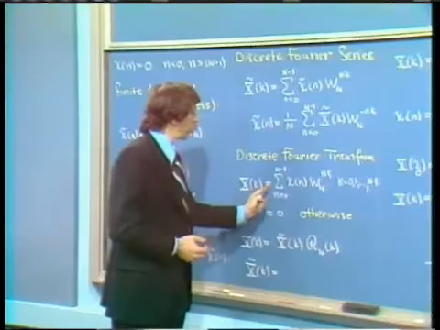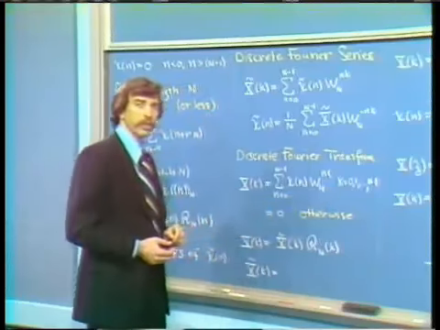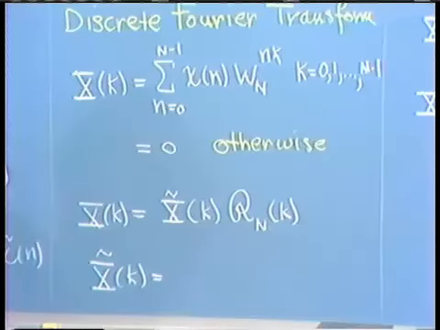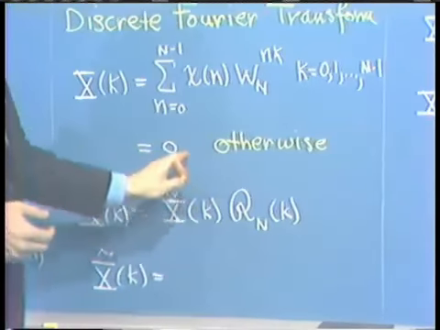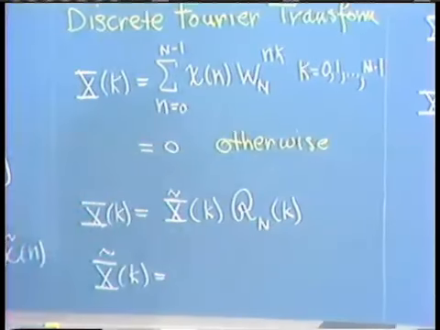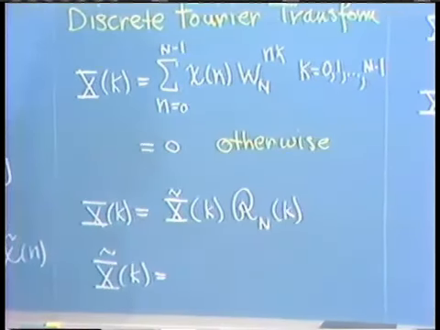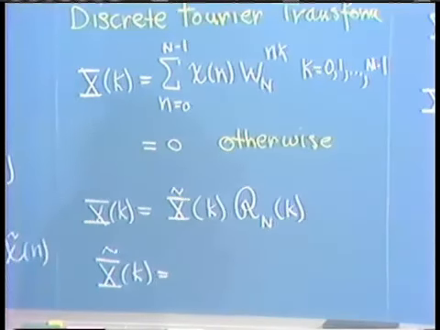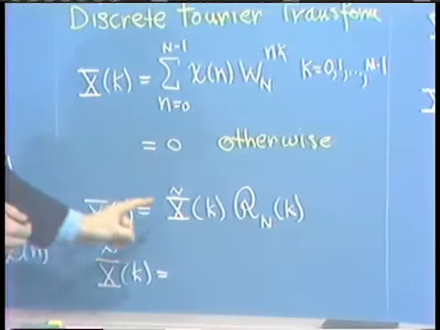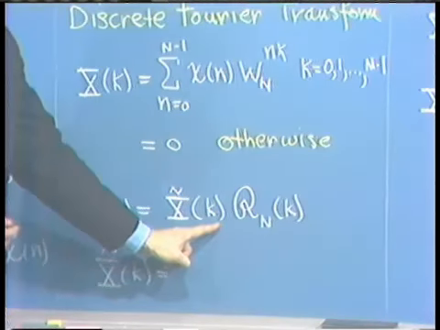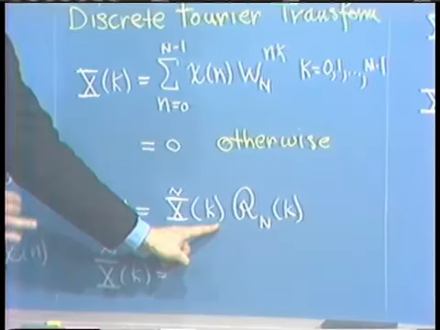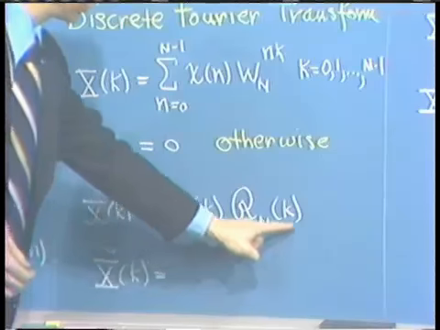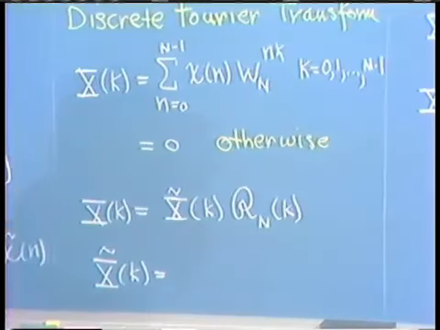Well, that's straightforward. It just simply involves taking the Fourier series coefficients for k in the range 0 to capital N minus 1 and simply setting them to 0 outside that range. In other words, the discrete Fourier transform X of k of a finite length sequence x of n is equal to the Fourier series coefficients of the periodic equivalent of x of n multiplied by a rectangular sequence to extract a single period.